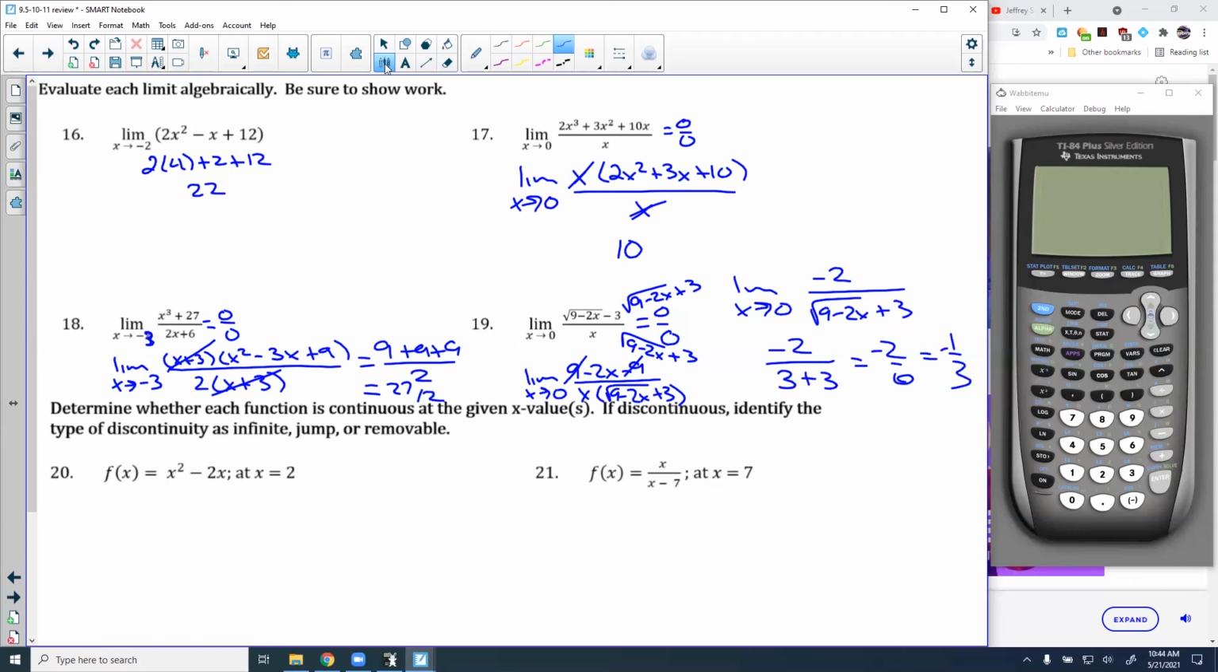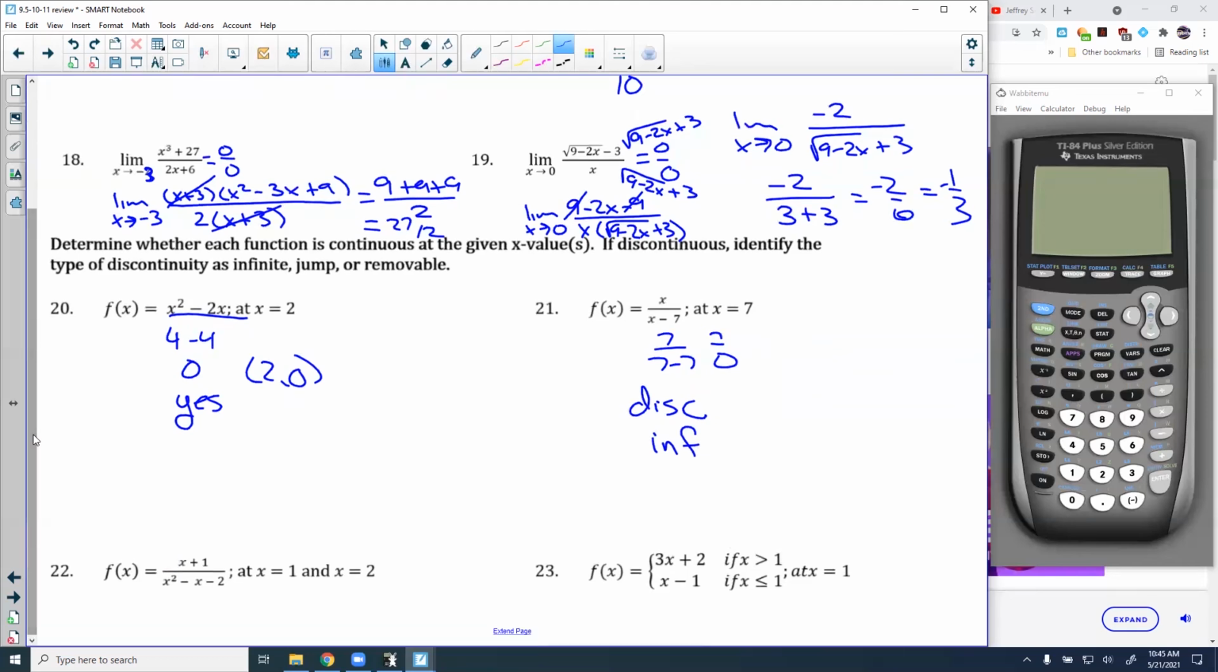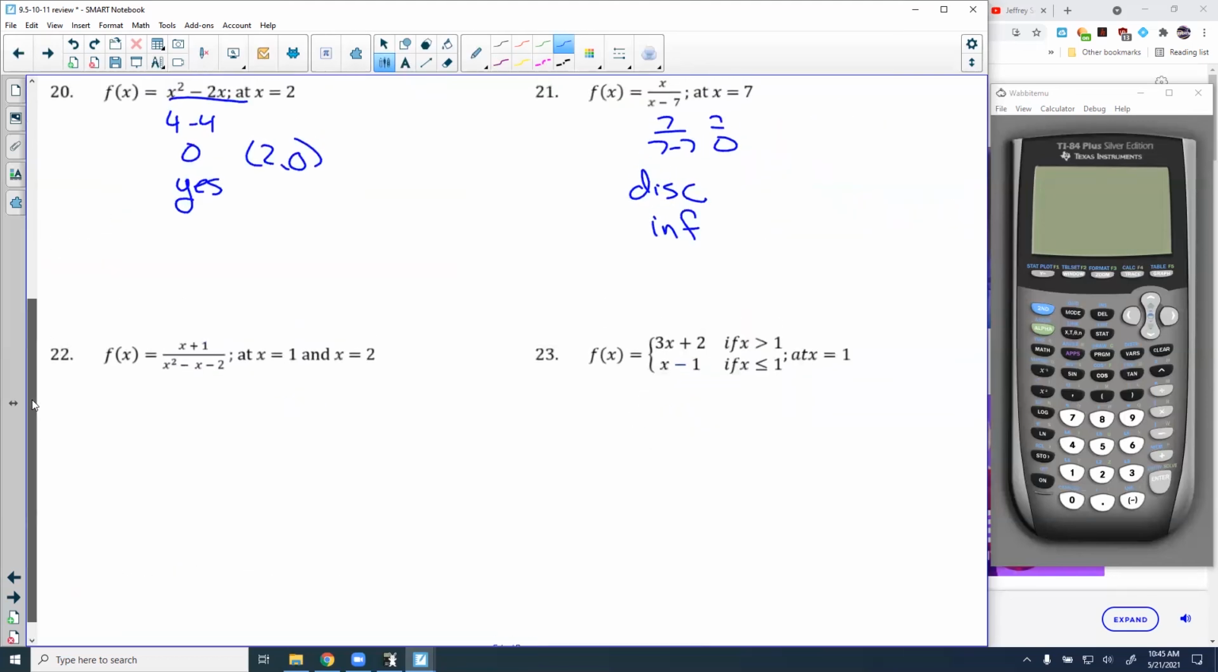Determine whether each function is continuous at the given x values. If discontinuous, identify the type of discontinuity as infinite, jump, or removable. So is it continuous? 4 minus 4 is 0. Yeah, that's continuous. Plus that's a parabola. It's nice and continuous. 7 over 7 minus 7, that's 7 over 0. So we have a discontinuity, and actually this one is an infinite discontinuity because we can't really get rid of that problem. It's not removable at all. We have a vertical asymptote there.